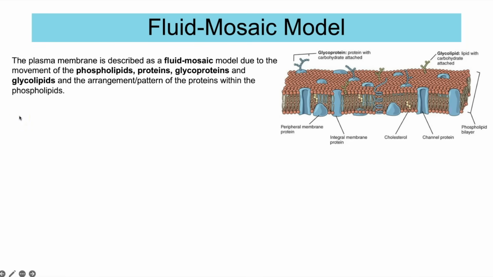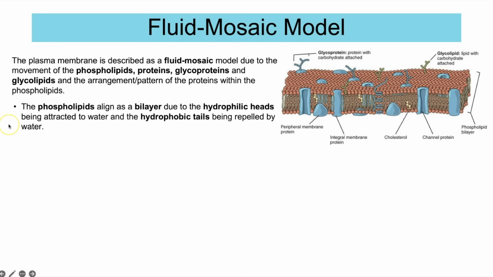So the plasma membrane is described as a fluid mosaic model due to the movement of the phospholipids, proteins, glycoproteins and glycolipids, but also the arrangement or the pattern of the proteins within the phospholipids. The phospholipids align as a bilayer, which we can see here. We've got two layers of that phospholipid, and that's due to the hydrophilic heads being attracted to water, which are therefore on the outside of the membrane, and the hydrophobic tails being repelled by water, which is why they face inwards to each other.